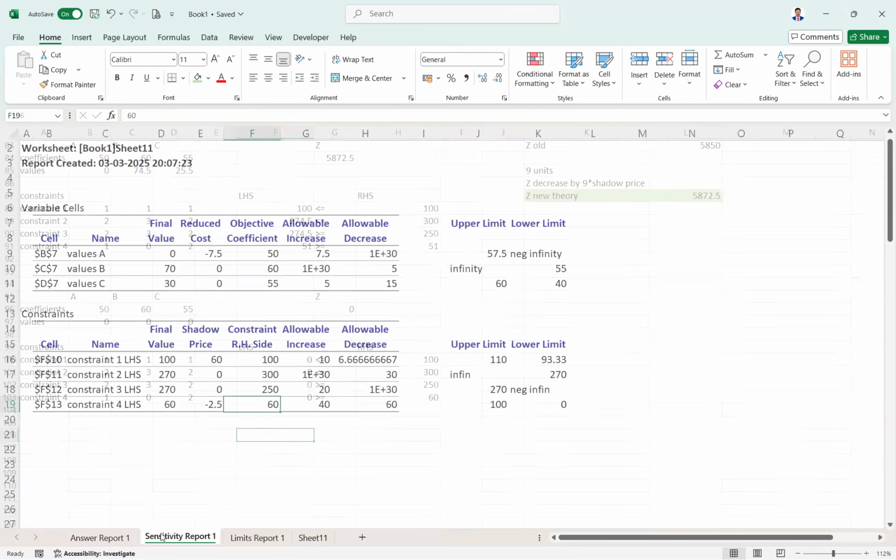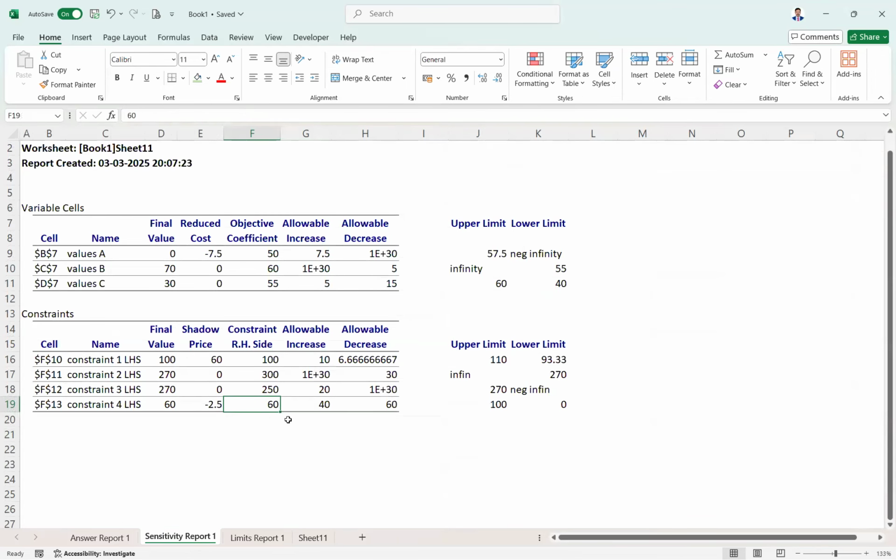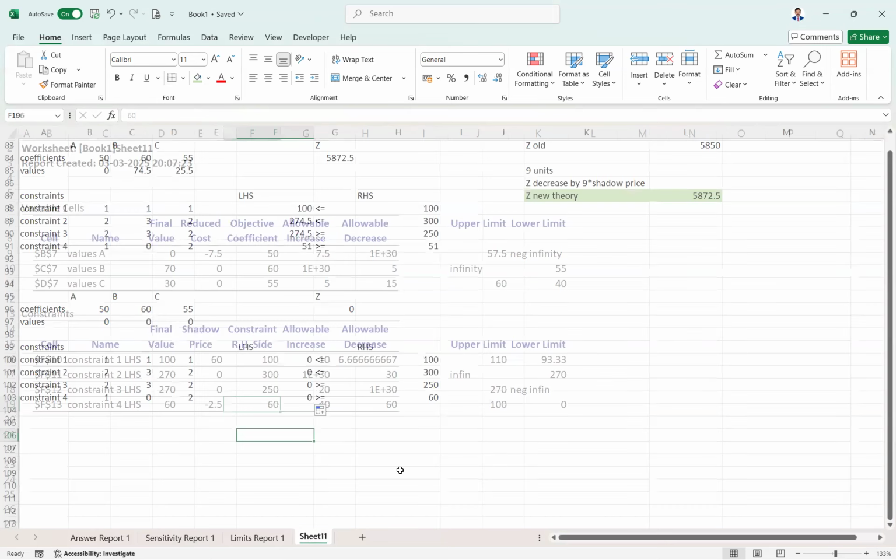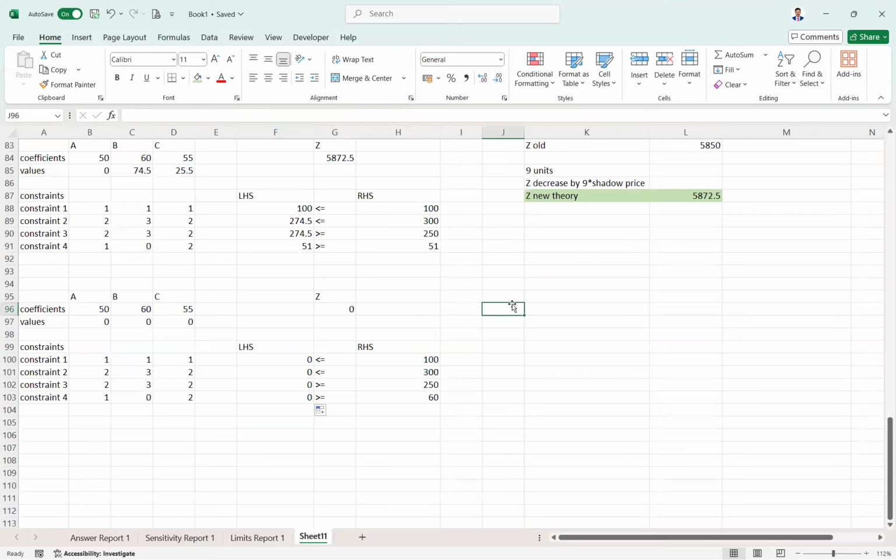This part. Now the same we do for the fourth constraint. It is 60, and the limits are 0 to 100. We'll increase it to 120. Okay, so the old RHS of constraint 4 is 60, the new is 120. So I've increased it to 120.